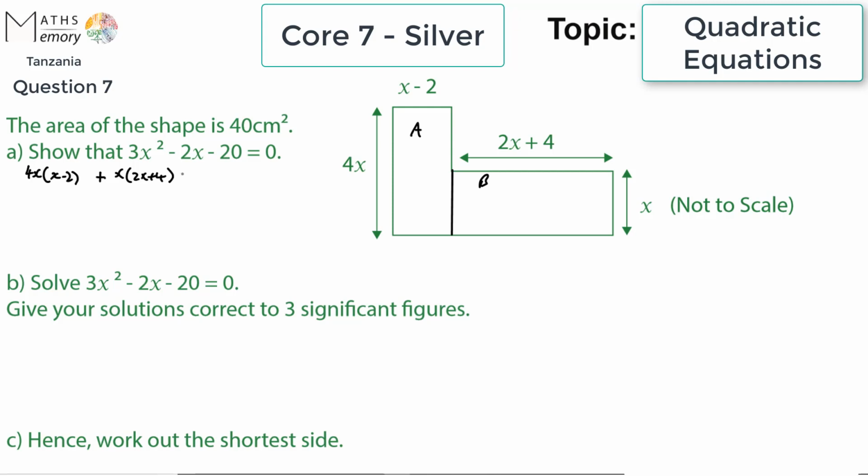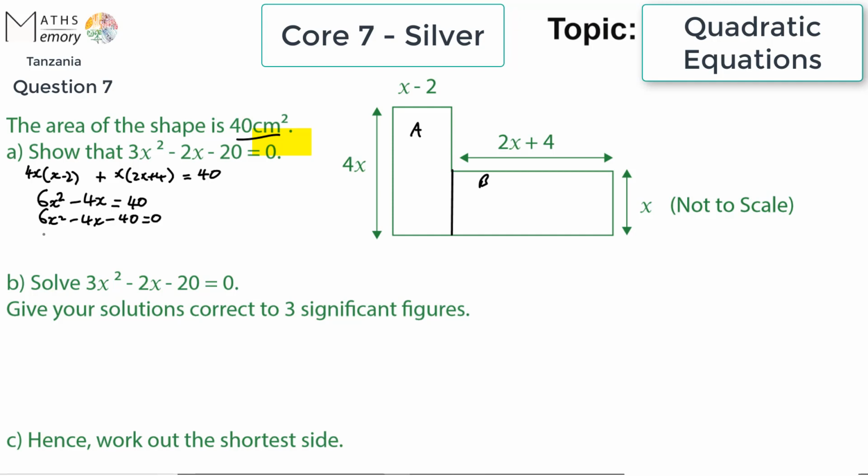Now we're going to expand this and make the whole thing equal to 40, because 40 is the area of these two shapes respectively, A being this one over here and B being this one over here. We won't do this in depth because of the space, but basically what you're going to end up with is something like this: 6x squared minus 4x equals 40. That's if you add these two together. This will therefore give us 6x squared minus 4x minus 40 equals 0.